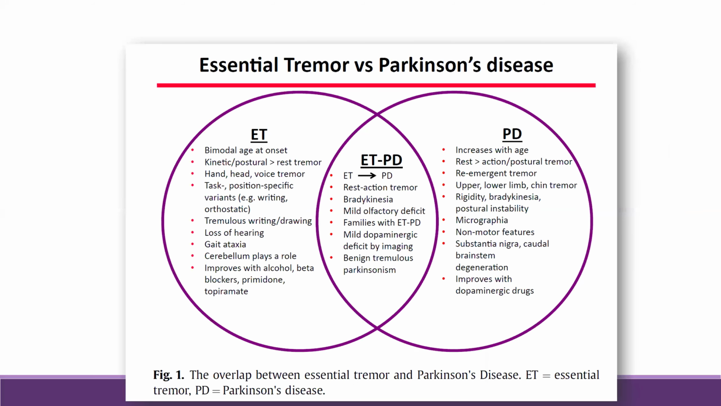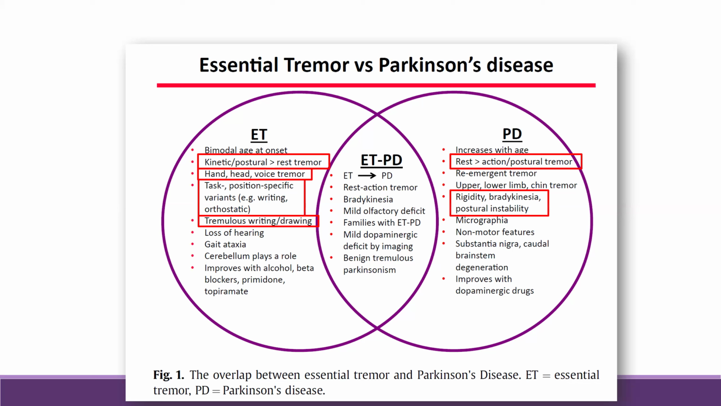So here we will differentiate between essential tremor and Parkinson's disease. Essential tremor is more kinetic or postural than rest tremor. Parkinson's is rest more than action and postural tremor. Essential tremor involves the hand, head, and voice. It is task specific or position specific, like writing or orthostatic, affecting writing or drawing. Here, in Parkinson's disease, it's more in resting and associated with rigidity, bradykinesia, and postural instability.